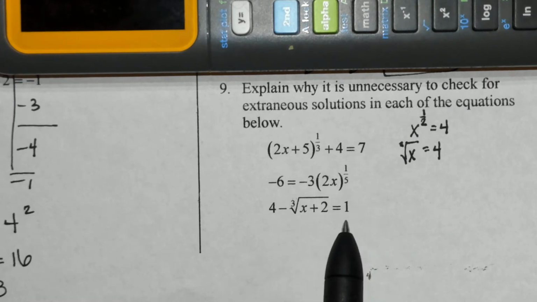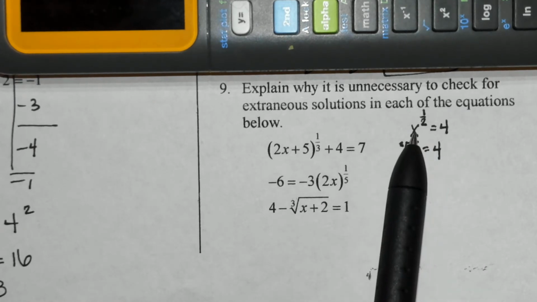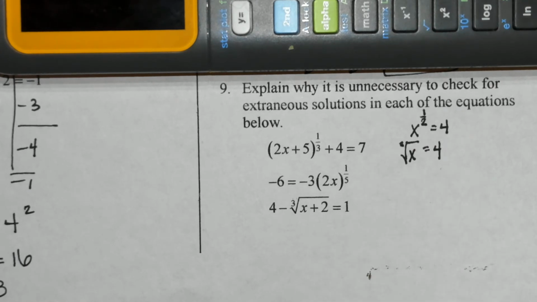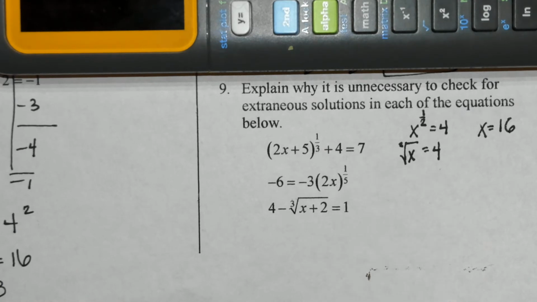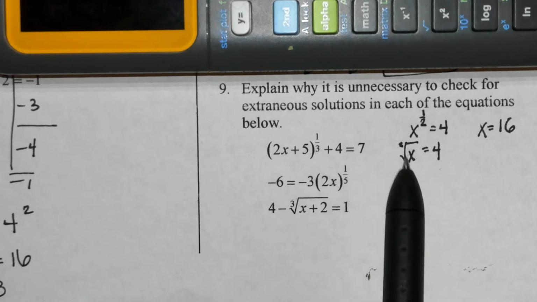So we're asking ourselves here, is it possible to take the square root of a number and get 4? Sure it is. In the same way here, I can have x equals 16 again, and the square root of 16 would be 4.